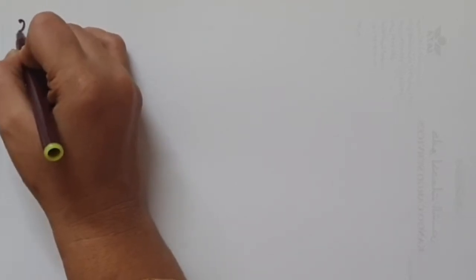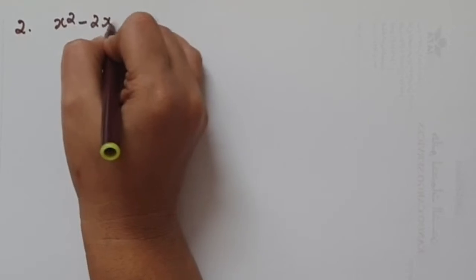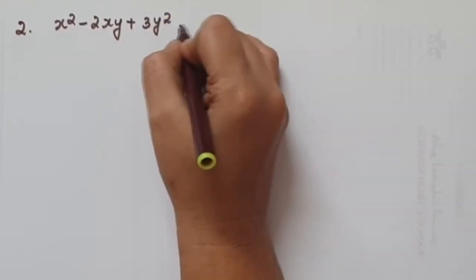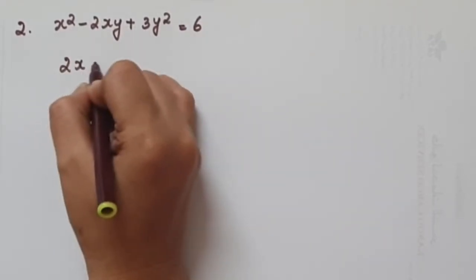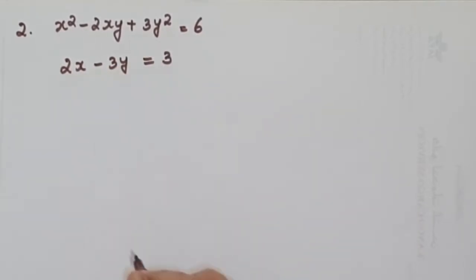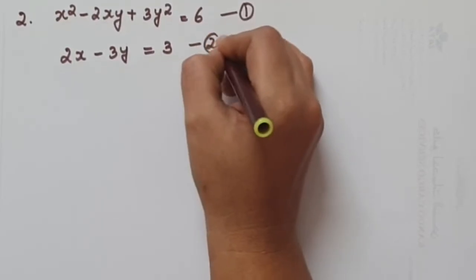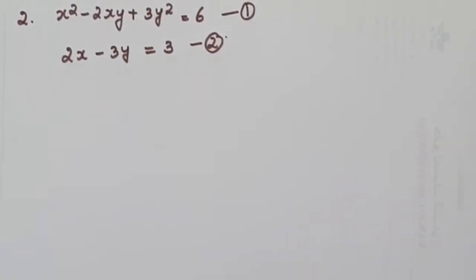For the next question, which is a bit complicated, the second question, we have to solve x squared minus 2xy plus 3y squared equal to 6, and 2x minus 3y equal to 3. Now, we'll just name the equations so that it becomes easier for us when we do it. So we have our first equation and the second equation.